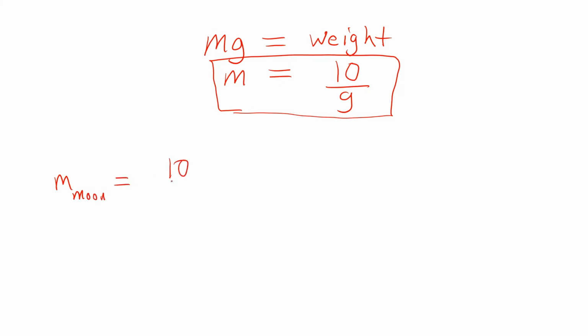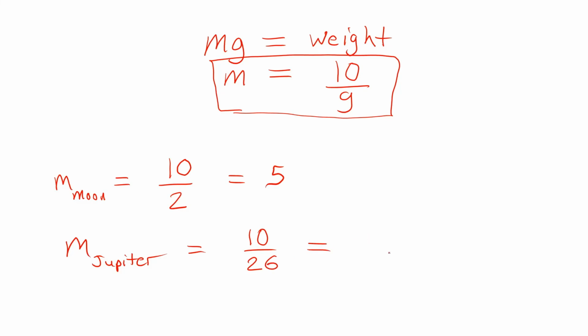That's going to be 10 divided by 2, and again we'll ignore the units just for clarity. So that's going to be 5. On Jupiter, we're going to have 10 divided by 26. That is equal to 0.38. All right, so you can see that the mass of gold that we would have on Jupiter is way less than we would get on the Moon. So that's why we definitely take the box on the Moon.